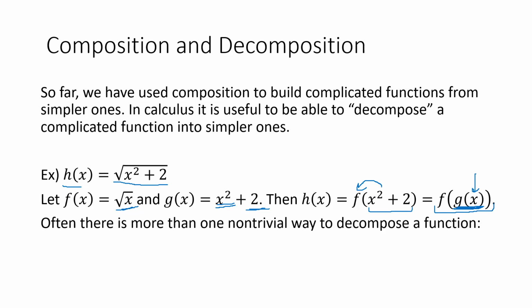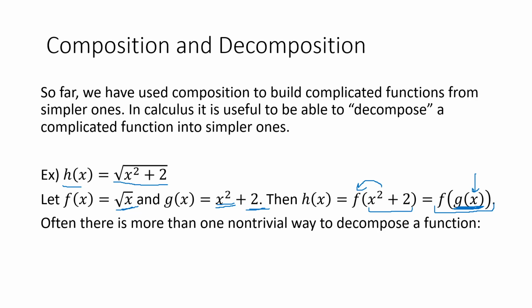Again, often there's more than one way to do it. That's not trivial, so like using f of x equals x or something to just copy the input into the output. Here in this case, remember we said there were 3 operations that needed to be done: a squaring, an adding by 2, and a radical or square root.